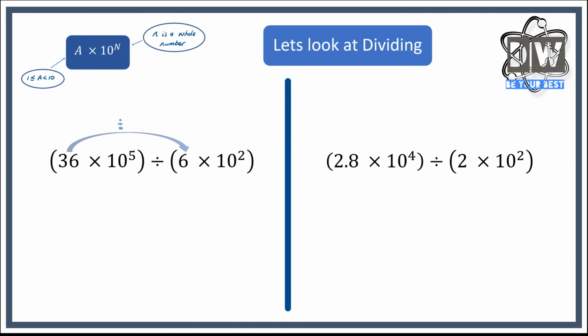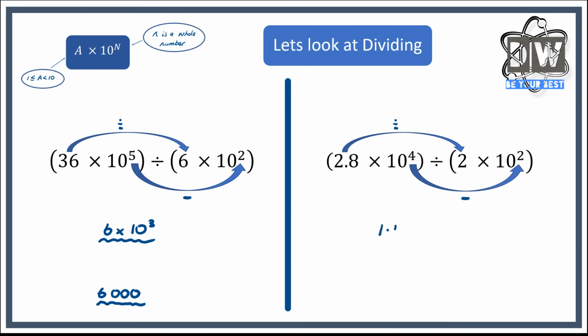Here we go, 36 divided by 6, and 5 take away the 2. So we end up with 6 times 10 to the power of 3. If we multiply that through for our ordinary number, that's what we get down there. And the next one, we've got 2.8 divided by 2, which gives us our 1.4. And we've got the 4 take away the 2, which gives us the 2. So here we go. We do all that work through. We end up with 1.4 times 10 to the power of 2. And put that as an ordinary number. And here we go. So I hope you found that really ridiculously easy. I'm sure you did. You're all absolute fantastic mathematicians.